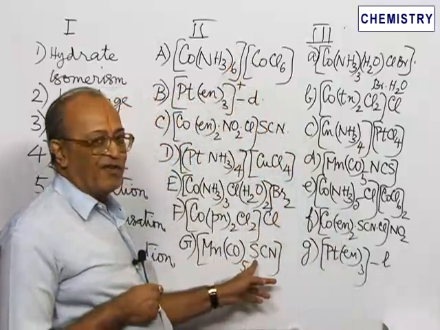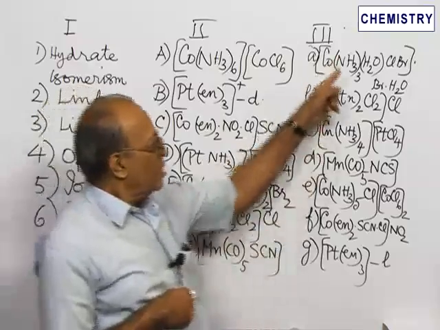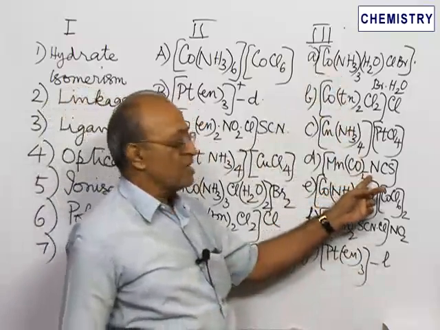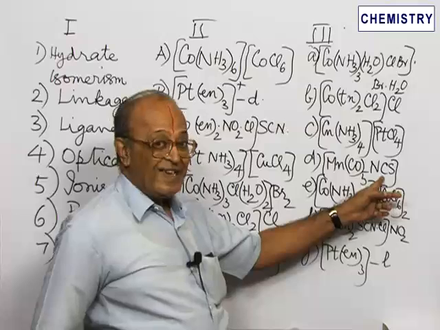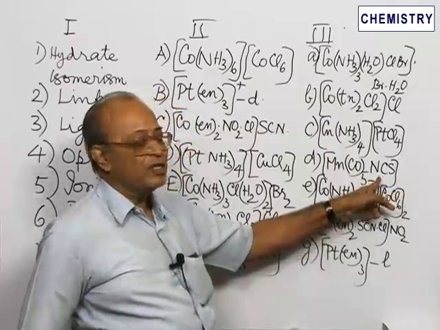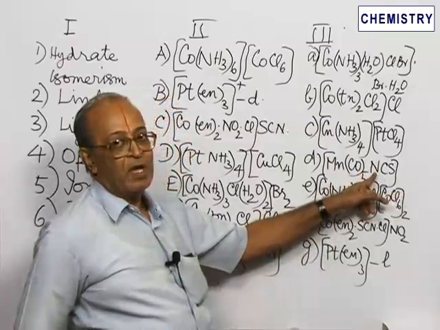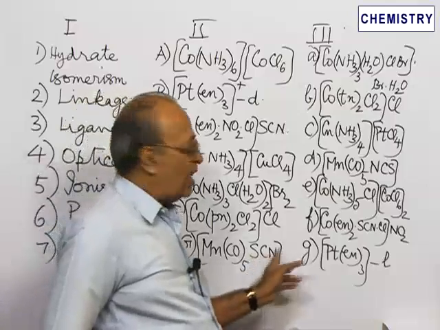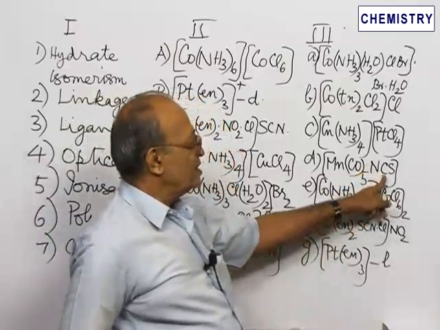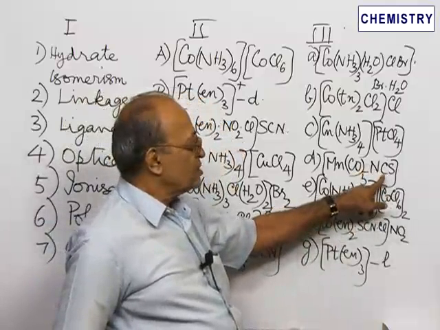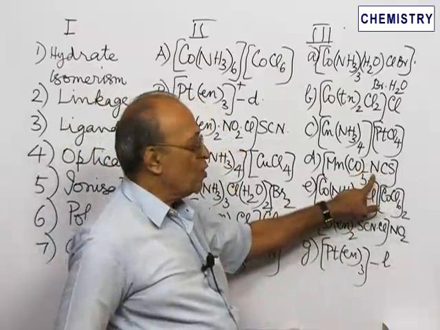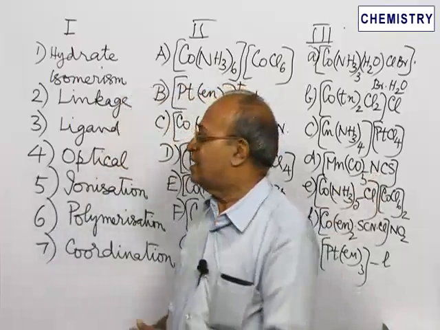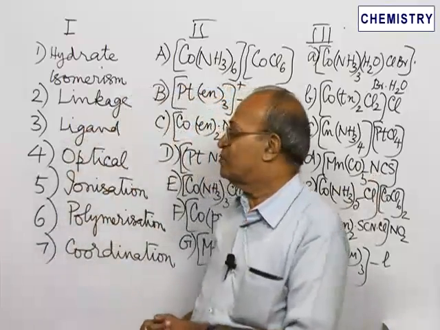G, through sulfur, coordination is possible. Now consider column 3. In column 3, you can notice Mn(CO)5 NCS. Through nitrogen, the coordination takes place. So in G of second column, through sulfur coordination, and whereas in the case of this small d in column 3, the same ligand, now it is coordinated through nitrogen. So in the case of ambidentate ligands, this sort of linkage isomerism is possible.